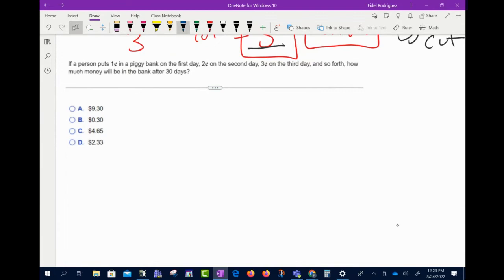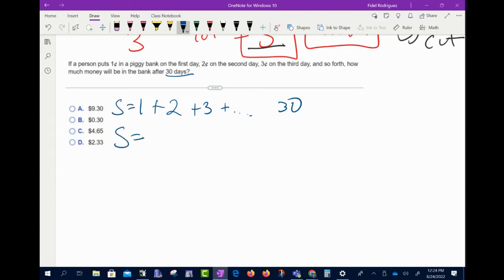Okay, so let's think about that for a second. On day one, how much money did we put in? A penny, right? So I'm going to think about this like a penny. And on the second day, we put in 2 pennies, right? And we're trying to figure out how much money we're going to have in total. 3 pennies. All the way up to how many days? 30 days. Did we do a problem like this on Monday, right? So look, remember how we did this on Monday, y'all? I'm going to call that my sum, right?